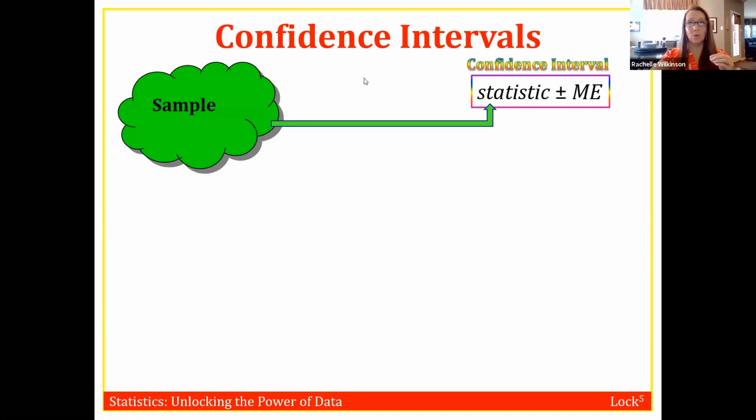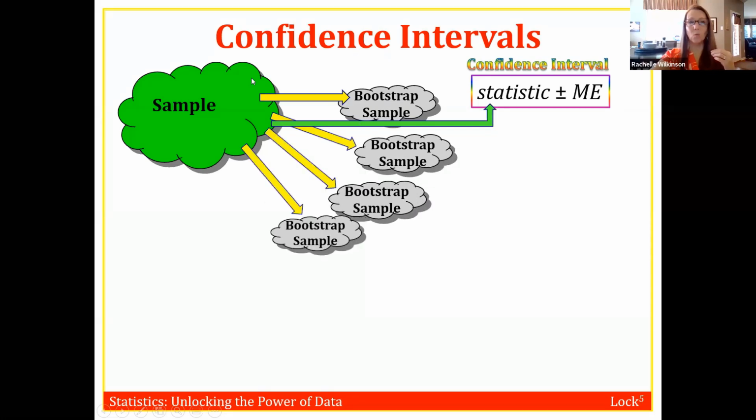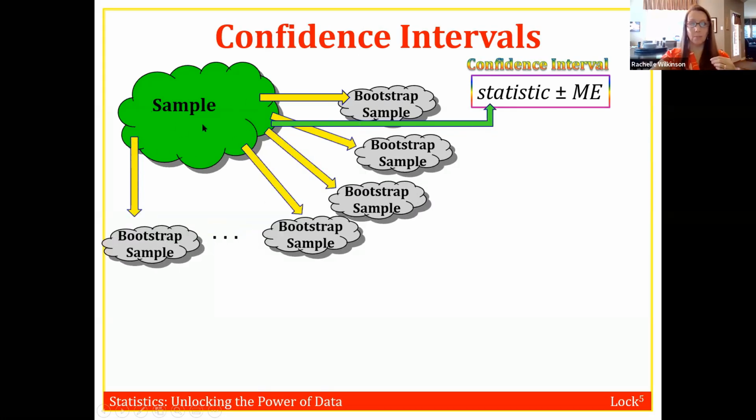Then I'm going to take a whole bunch of bootstrap samples. So the bootstrap samples are taken by sampling with replacement from my original sample, and the bootstrap samples are going to be the same sample size as my original sample. Once I have all these bootstrap samples, and really we're going to do this thousands of times, then we're going to calculate the sample statistic from all those bootstrap samples.